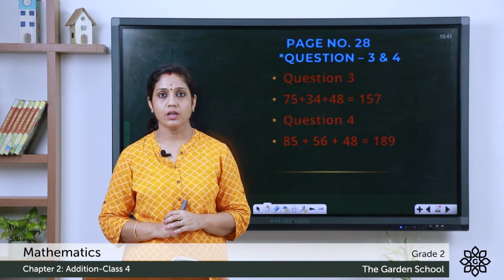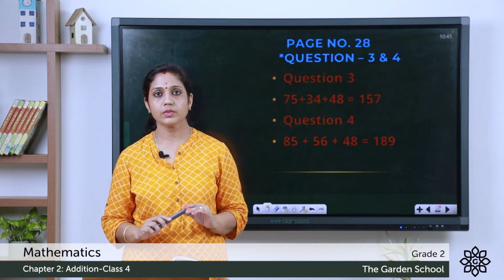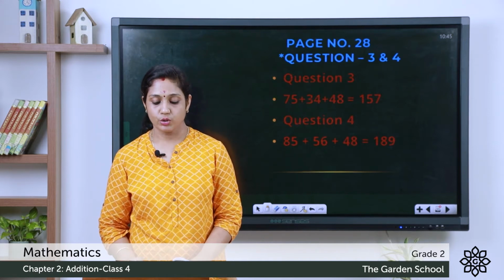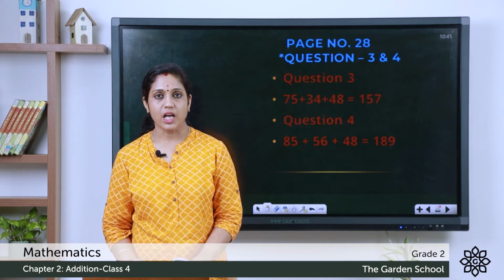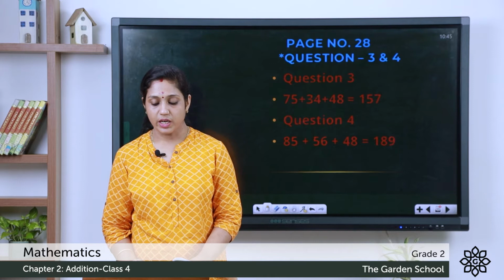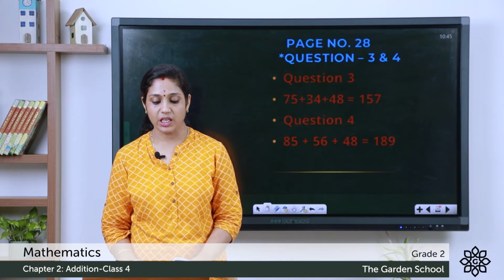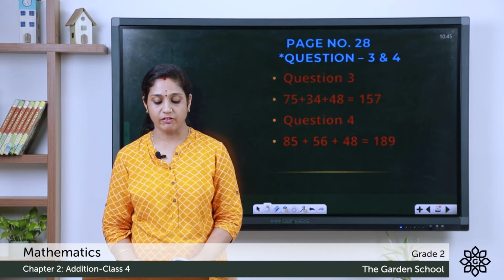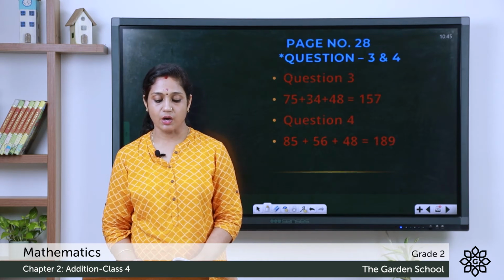On that page, on top, you can see a box there. Let me read out the question. Miss Smith took students of class 2 to a park. 27 students of class 2A, 30 students of class 2B and 25 students of class 2C visited the park on Monday, Tuesday and Wednesday respectively. How many students visited the park in the 3 days altogether?